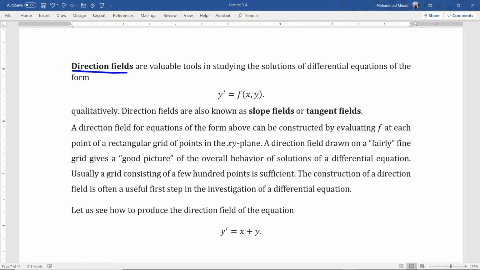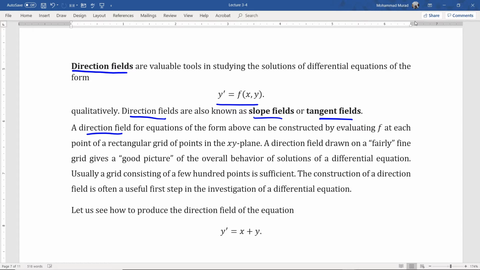Direction fields are valuable tools in studying the solutions of differential equations of the form y prime equals f of x comma y, where x is the independent variable, y is the dependent variable, and f is some function of x and y. Direction fields are also known as slope fields or tangent fields.